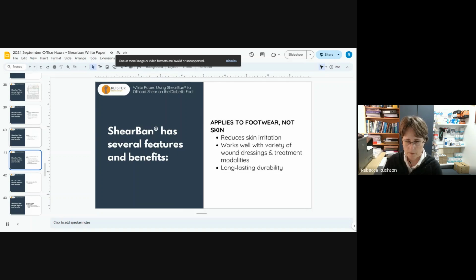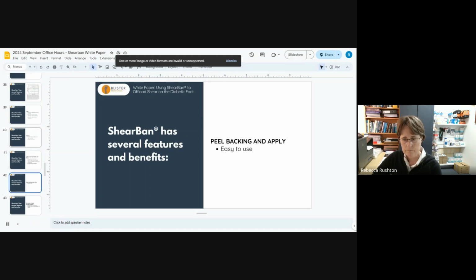ShearBan applies to footwear, not the skin. So this reduces or negates any skin irritation, because there is no contact with the skin. Having said that, there can be direct contact with the skin, but I'm assuming that in most situations we wear socks, so there is no direct contact with the skin. It works well with a variety of wound dressings and treatment modalities, and it's long lasting.